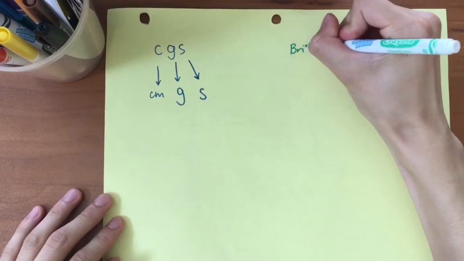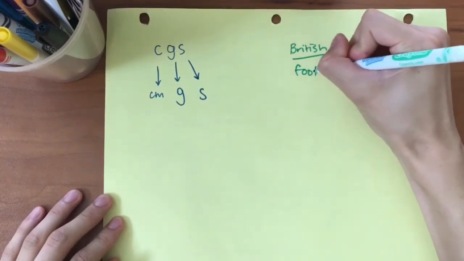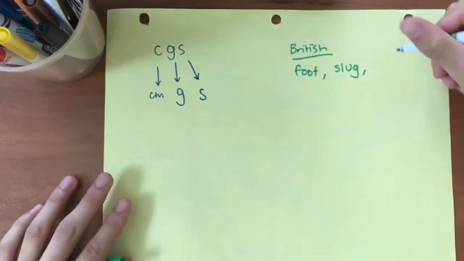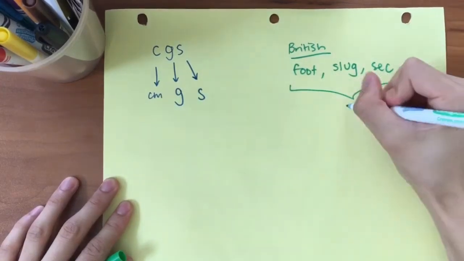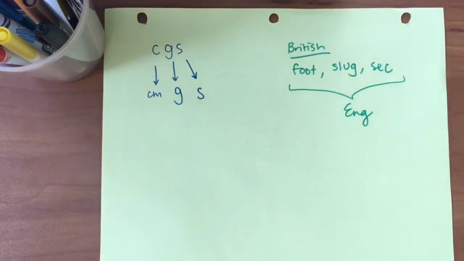And then you also have a third system, which is the British engineering system. The British like to use the foot for length, the slug for mass, and seconds for time. This is mainly used by engineers, so we won't use it that much, but we might encounter it.